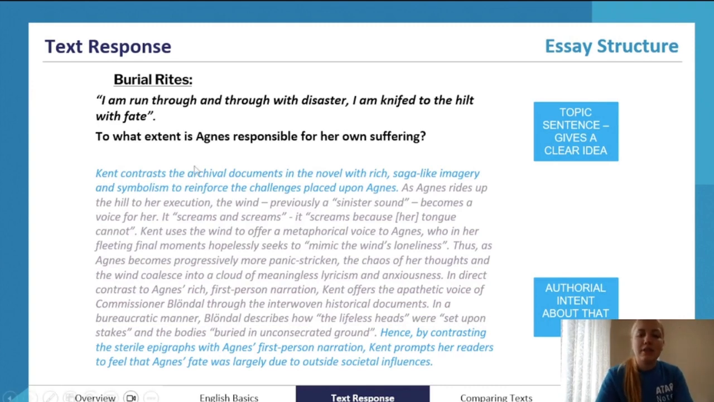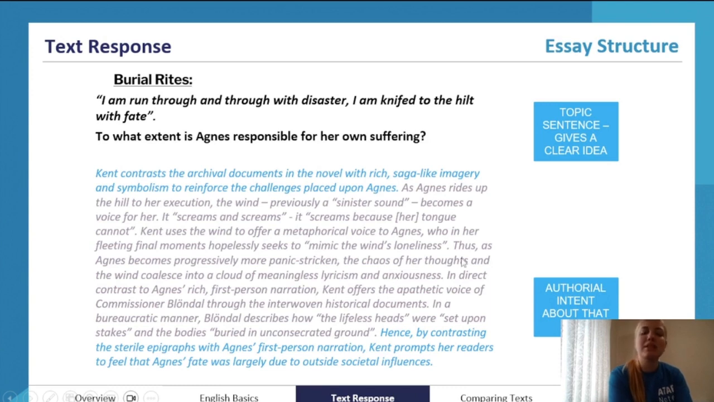And we see the evidence that was used to substantiate this interpretation and justify it, that there is nature representing Agnes's suffering, and nature is a powerful external force as well. So if nature is showing her suffering, it then makes sense that it's not internal forces. It's supposed to symbolize that it's not internal forces, it's external forces causing her suffering. So the wind is screaming and screaming for her. It's a metaphorical voice for her.